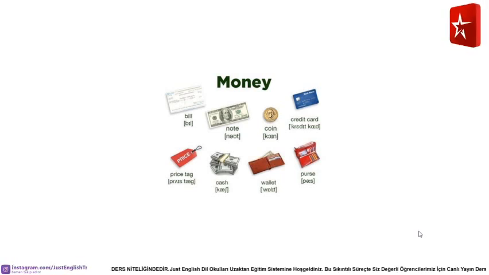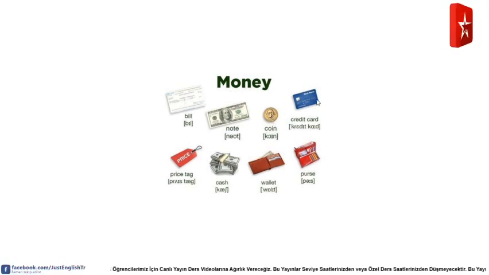The next one is about the note. Note, it's money, as you see here. It is money and it is paper, okay? And all such papers, we call them in English notes, okay? And the next one is about the coin. Coin is like a metal money.